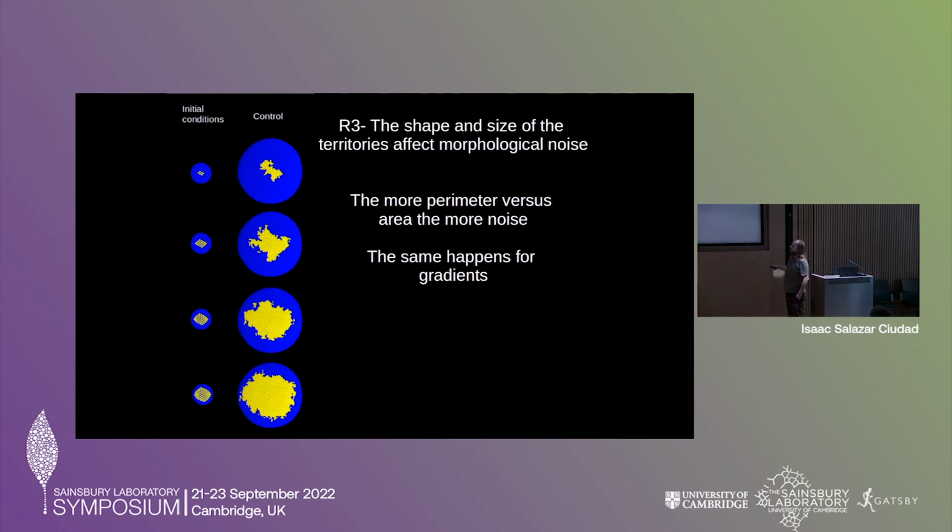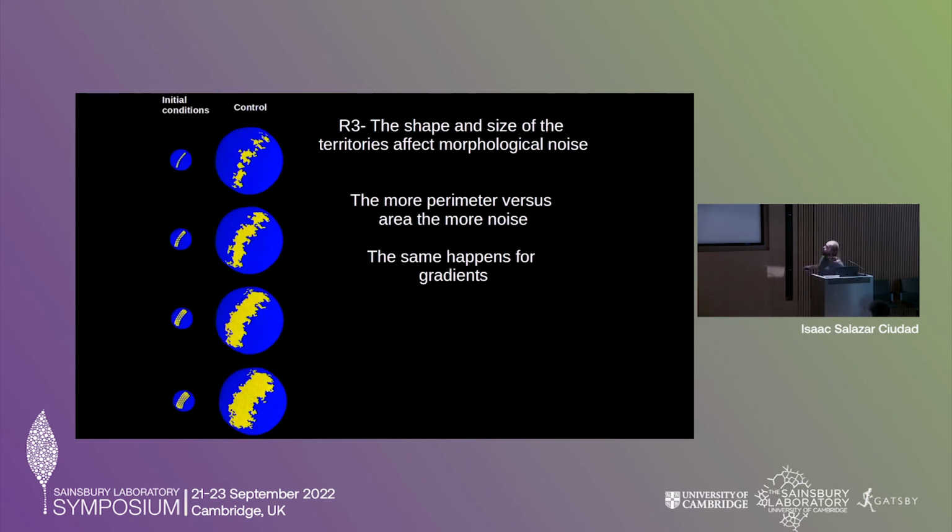Because the contour of the territories has an effect on morphology, the shape and size of territories also has an effect on morphological noise. Essentially, when there is more contour per area, there's going to be more noise. Here, this territory is larger, so when it grows it gets some noise in the contour, but the amount of noise compared to its area is not so large. It's just a pure geometric thing, not very complicated. The smaller the territory is and the more it grows, the more noise it induces.